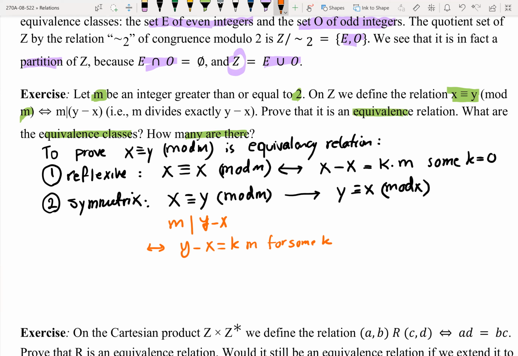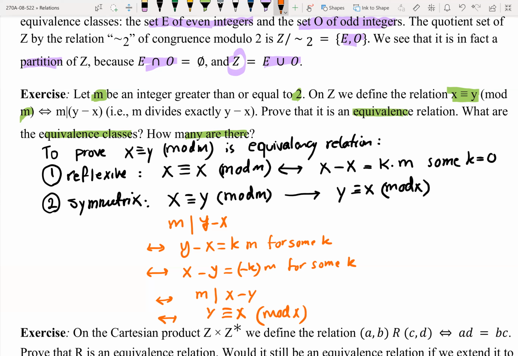Then you can multiply both sides by a negative. So then X minus Y is negative K times M for some K. Do you agree? This is the same as saying M divides X minus Y. This is the same as saying Y and X have the same remainder in mod X. Sorry, mod M. I don't know why I wrote mod X. Mod M. I'm sorry.